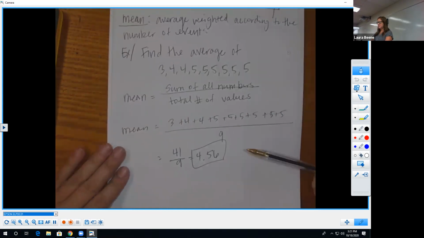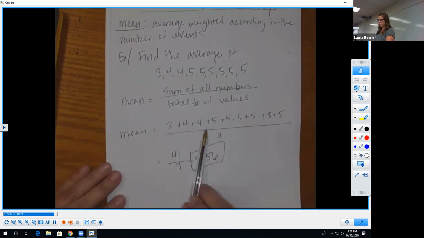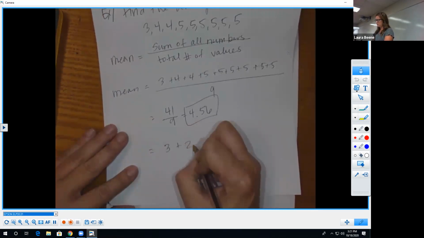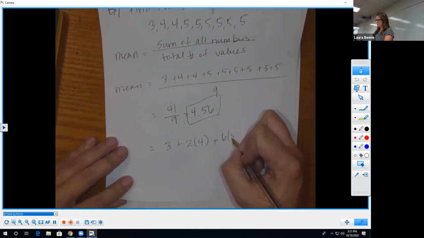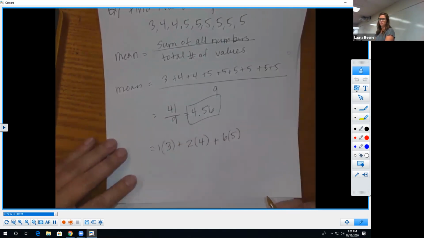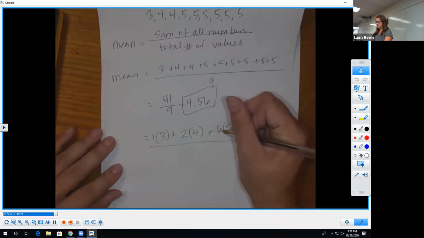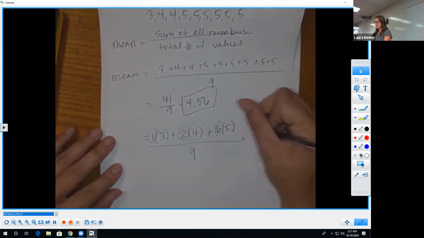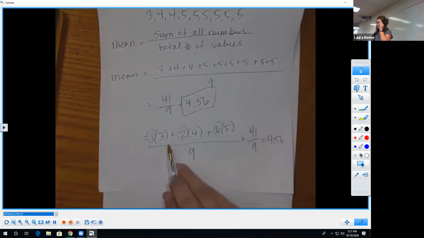Another way you could do this, instead of adding 5, 5, 5, 5, 5 like that, is to notice we have 6 5s and 2 4s. We have 1 3, 2 4s, so we do 2 times 4 plus 6 times 5, and you could do 1 times 3 if you wanted to. Now the number I divide by is how many of these I have: 6 plus 2 plus 1 is 9. Same thing, I still get 41 over 9, which is 4.56. You can double check that if you needed to.